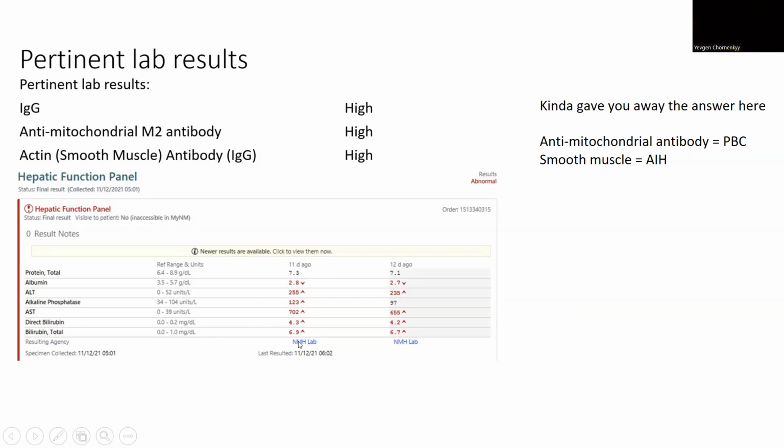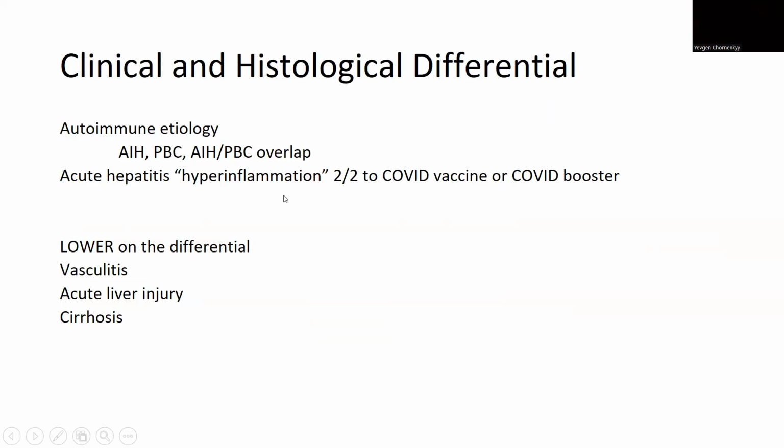These kind of don't matter anymore because we have the antibodies, but we'll look at them briefly anyways. Her AST and ALT are elevated, so that's a hepatocyte damage marker. ALK phos is elevated, so that's a biliary damage marker, and her bilirubin is elevated. So her liver is getting damaged, right? And just from this so far, without even looking at histology, we can already have a differential.